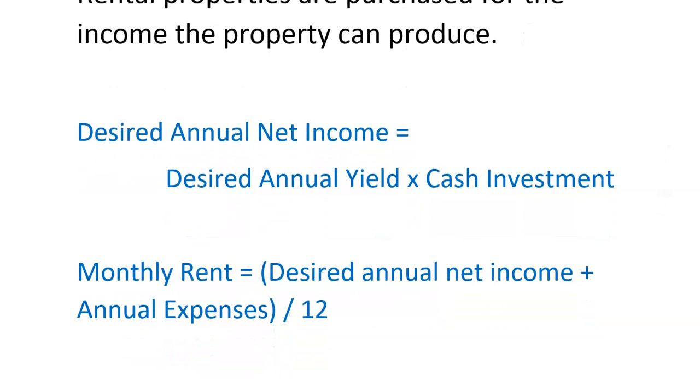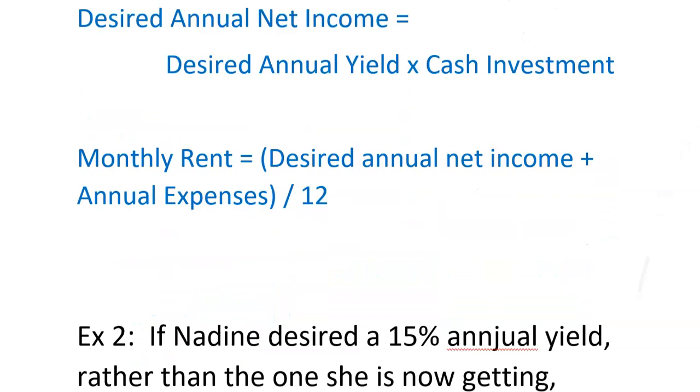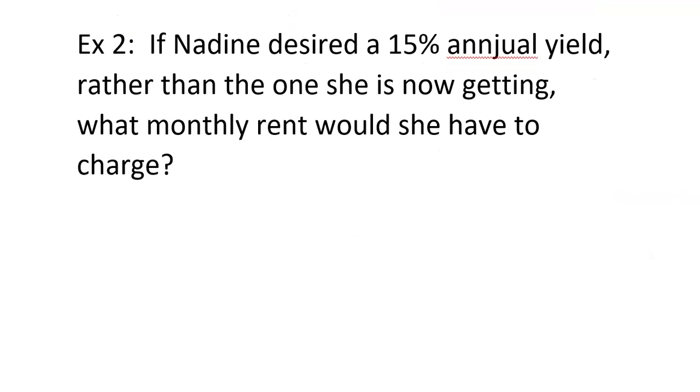Rental properties are purchased for the income the property can produce. We have a couple more formulas, so let's see how they work. If Nadine desired a 15% annual yield rather than the 11.09% that we just found, what rent would she have to charge? So let's say she wants the investment to make her more money. She wants to know what kind of rent she should charge. So this is kind of a good question for everybody. You don't just go, I think I'm going to go 1,100 if 1,100 in your area isn't doable. So let's see what we have to do there.